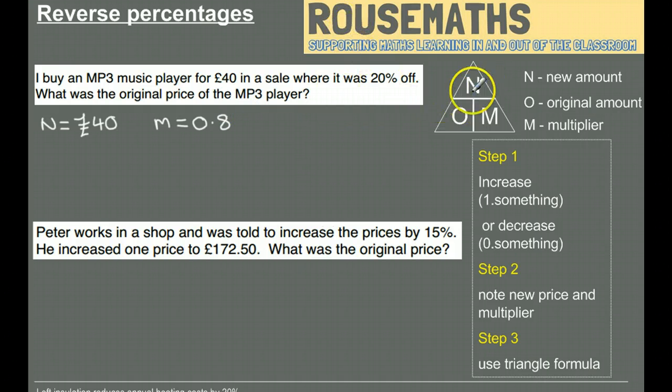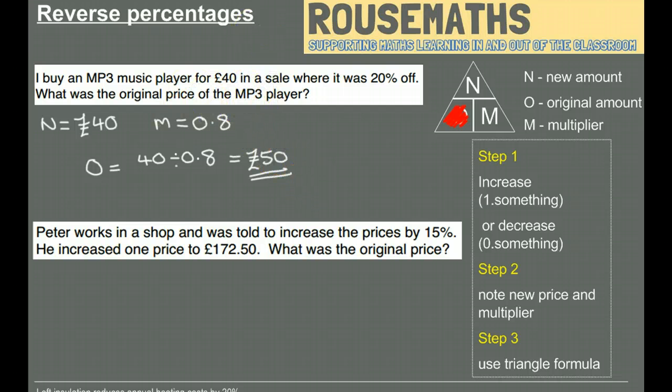Now if we go to our triangle here, we want to work out the original price. So in order to do that, we're going to have to do the new amount divided by the multiplier. So we're going to end up doing £40 divided by 0.8, and that tells us that the original price of the MP3 player was £50.